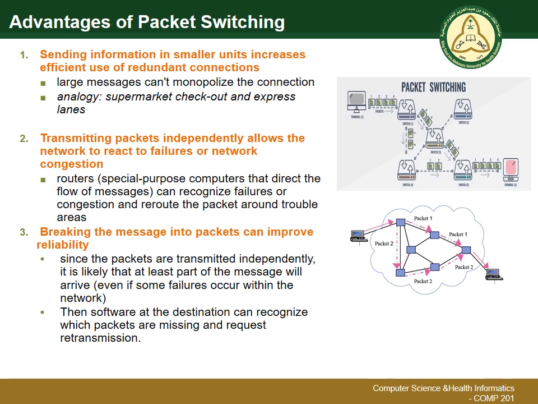As each packet goes toward its destination using a different route, the routers, which are special purpose computers, can recognize the failure or the overcrowded route in the network and are able to reroute the packets around the trouble area to reach the destination faster.